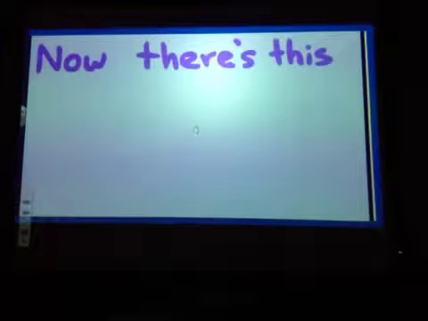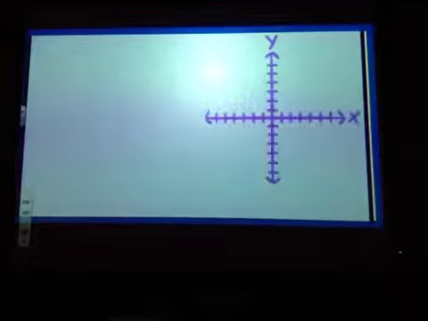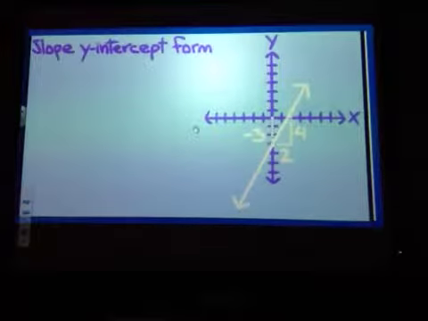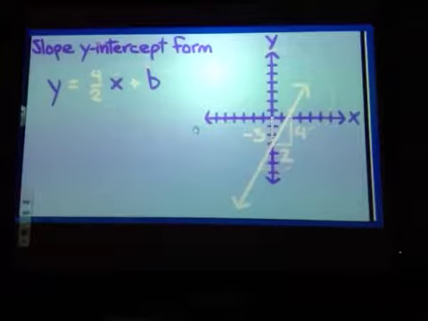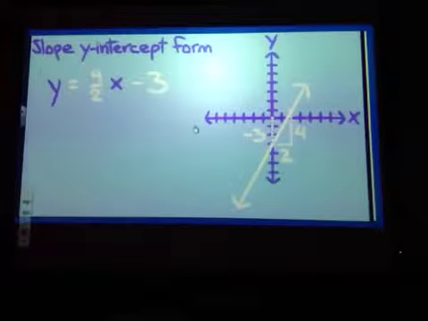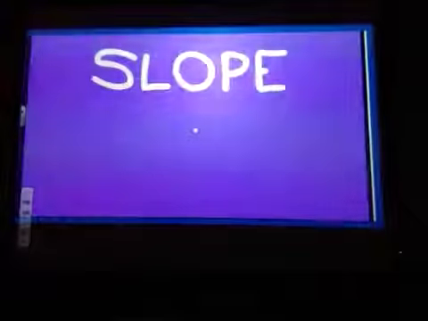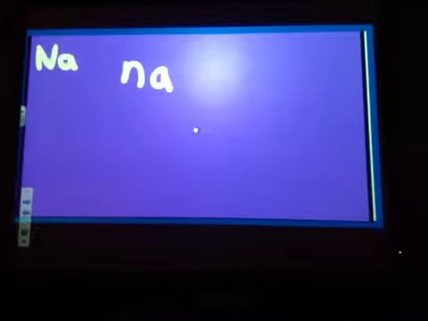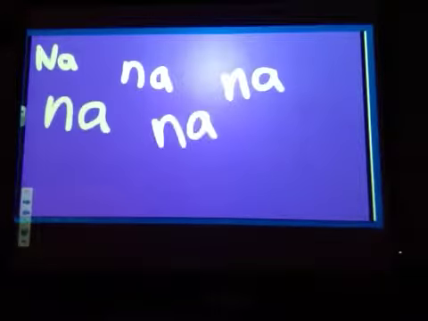Now there's this thing called slope. There are two ways that it's expressed. It's the rise over run. It's the change in y over the change in x. Slope is the rise over run. Slope is the rise over run.